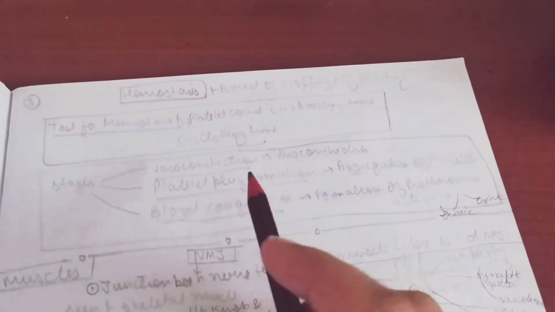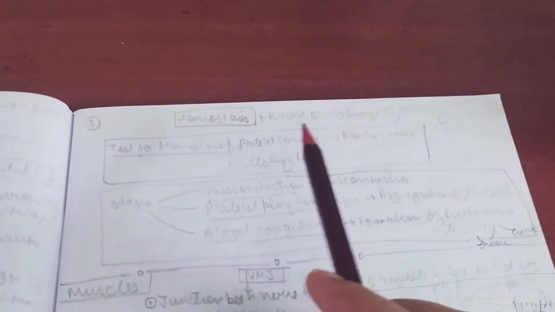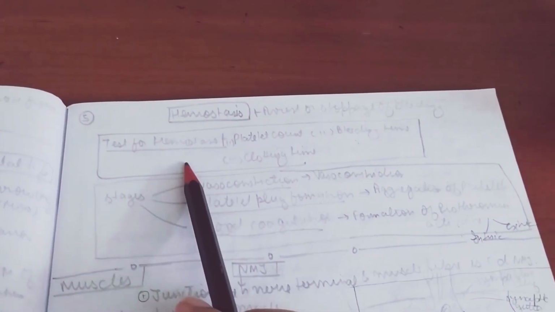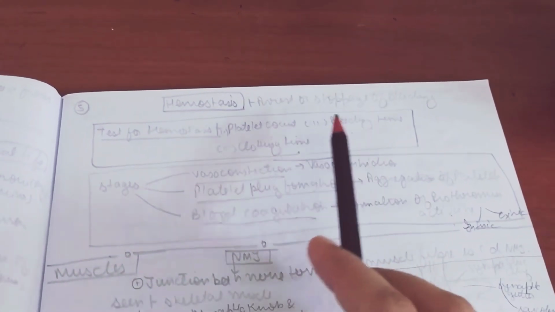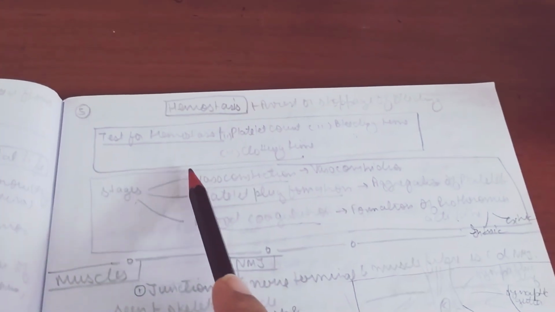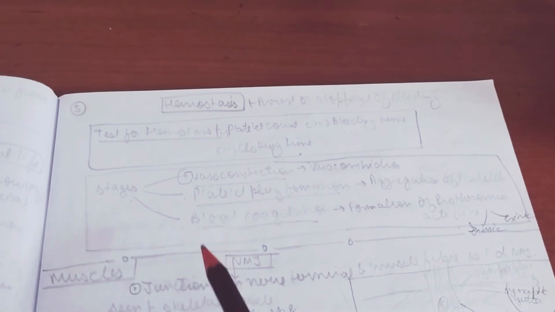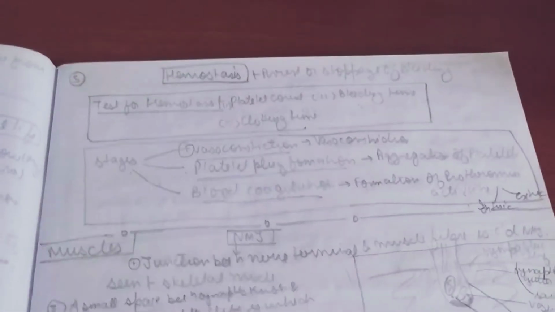Hello, now let's talk about hemostasis. Hemostasis is arrest or stoppage of bleeding. Tests for hemostasis are platelet count, bleeding time, clotting time. Stages of hemostasis: first is vasoconstriction, second platelet plug formation, and third is blood coagulation.